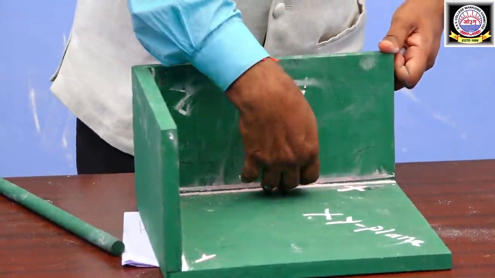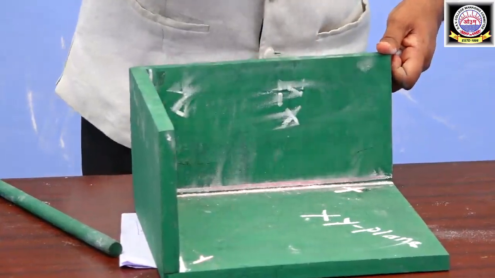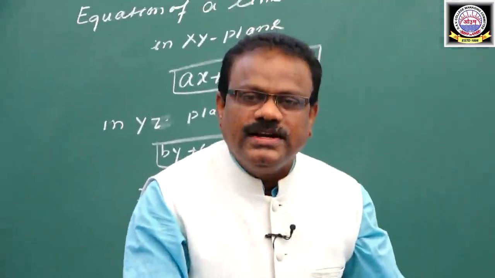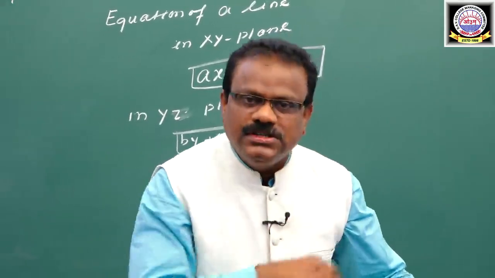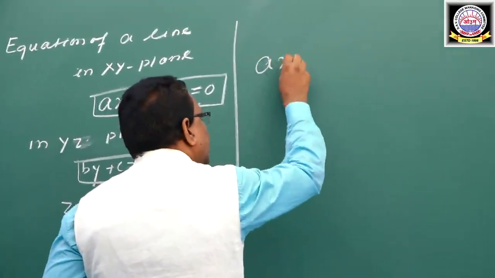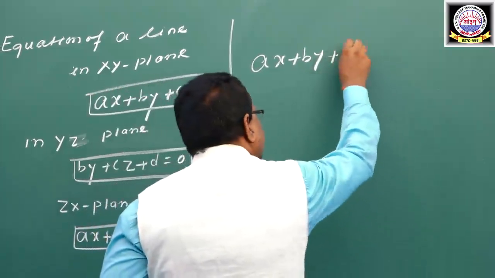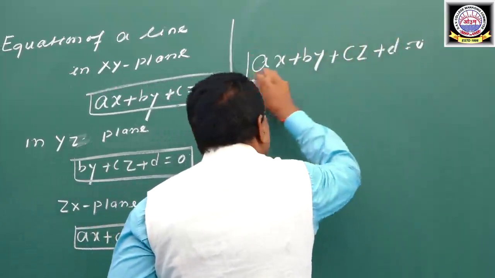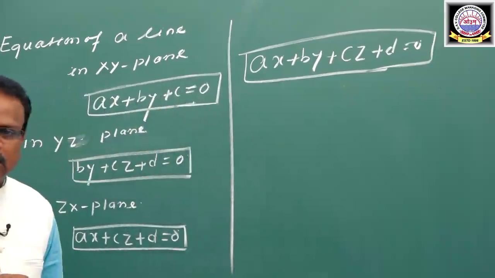So what should be the equation of this one? The equation of the line was something x, something y, some constant equal to 0. Now it gains the z coordinate. So what should be the equation of this plane? Earlier it was ax plus by, the line equation. Now it has gained the z coordinate, then the constant will be there. So this will be the standard equation of a plane.